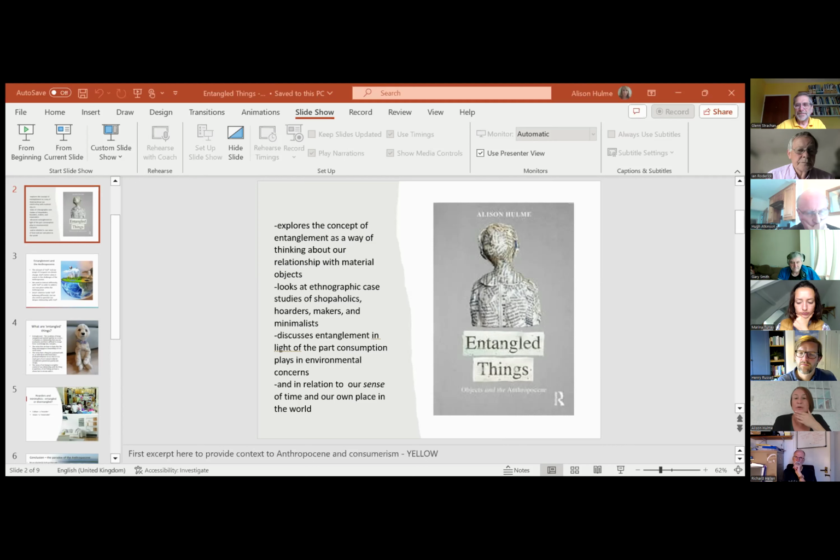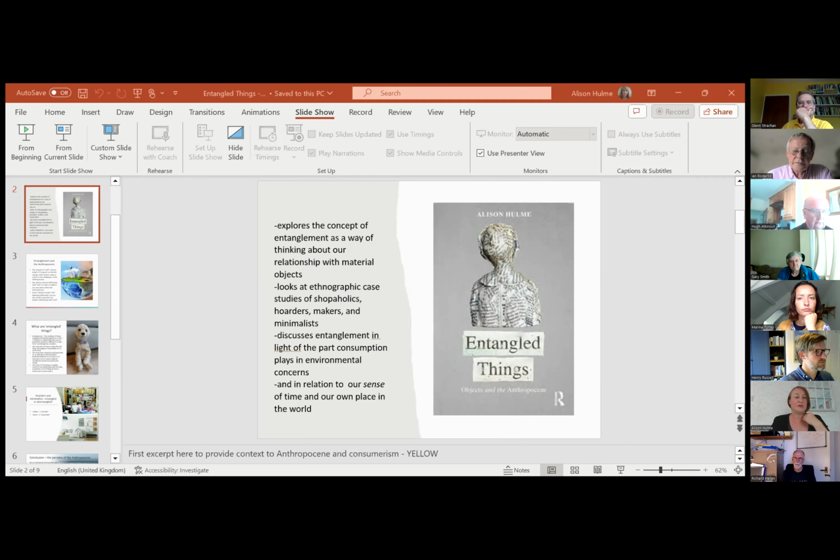So that is the book. Objects and the Anthropocene is the subtitle. And it explores the concept of entanglement as a way of thinking about our relationship with material objects. As part of that, it looks at various ethnographic case studies, some of which I'm going to give you some snippets of in tonight's talk.